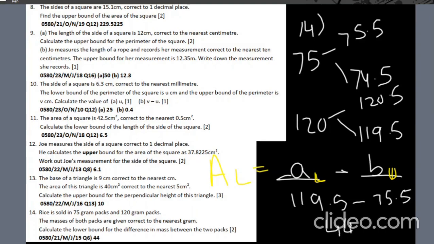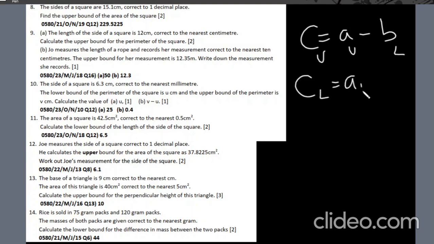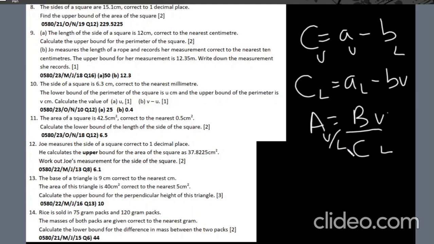So let me revise. If we're subtracting two numbers, let's say C equals A minus B, and we need the upper answer, then the first number should be upper, the other should be lower. And if we need the lower answer, then the first number should be lower and the second should be upper. Similarly, if we're multiplying two values, then if this is upper, then this needs to be upper and this needs to be lower. And if this is lower, then this needs to be lower and this needs to be upper, and so on.